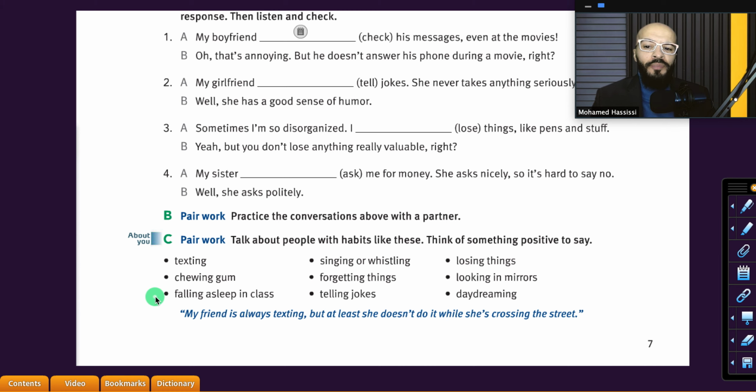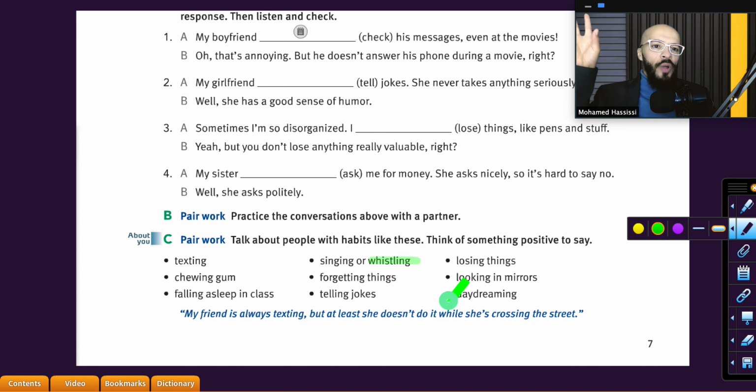You know what chewing gum is, right? Falling asleep in class. Singing or whistling. You know what whistling is? To go like this. Whistle, to whistle. Forgetting things, telling jokes, losing things, looking in mirrors, daydreaming. Daydreaming is when you are awake, wide awake, but your mind is elsewhere. Like physically you're in the classroom, but your mind is absolutely not in the classroom. You're thinking of something else. It's called daydreaming. So you can do as many of these as you want. If you do them all, it's better than two or three.